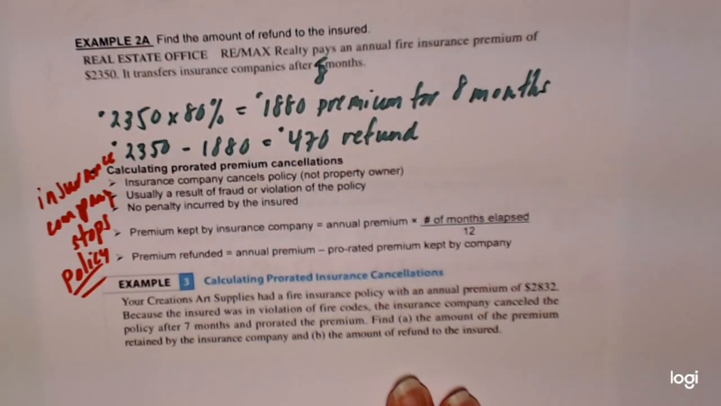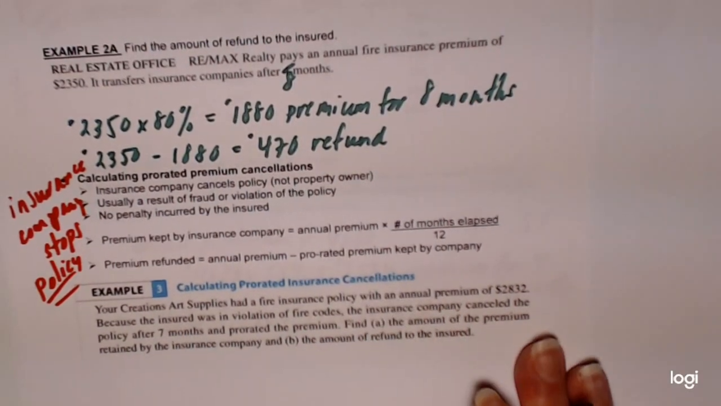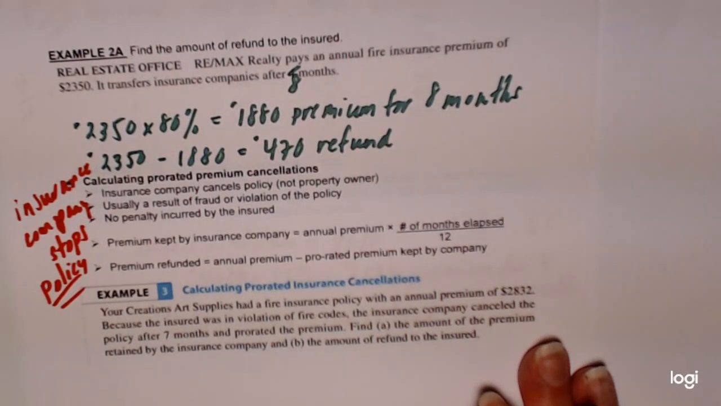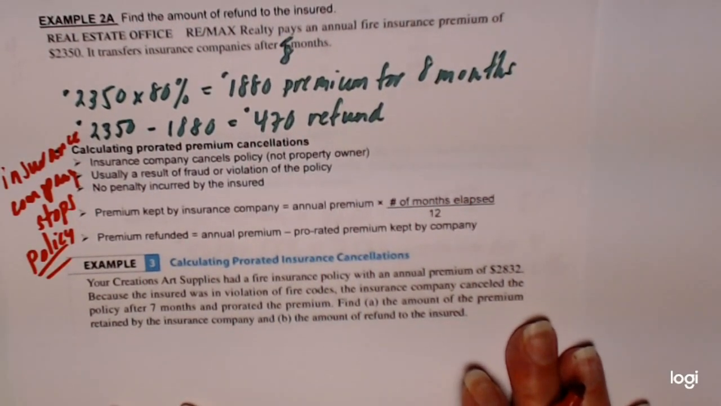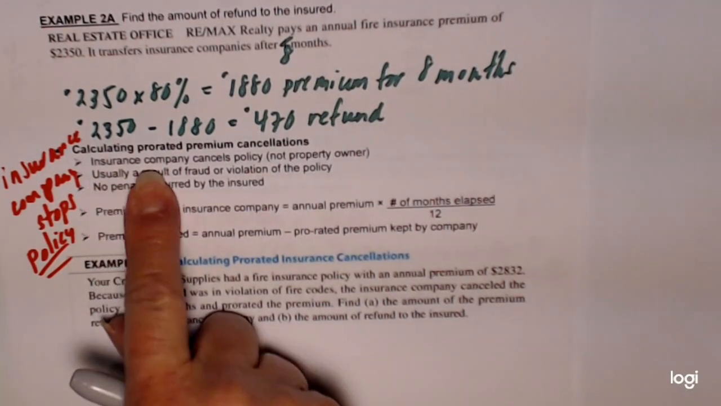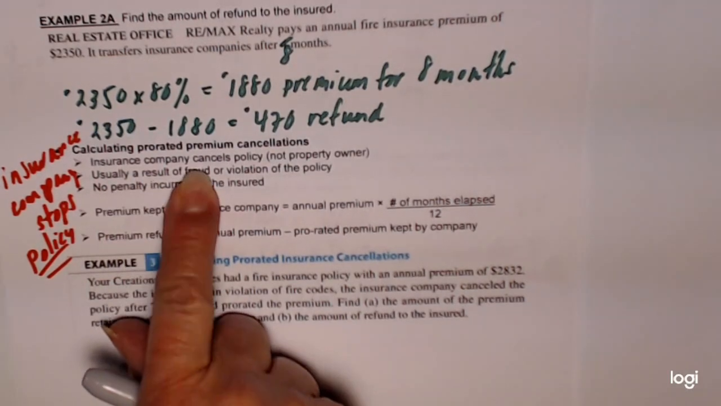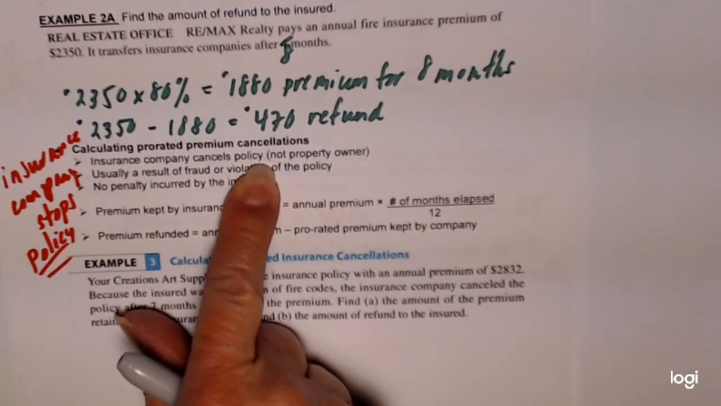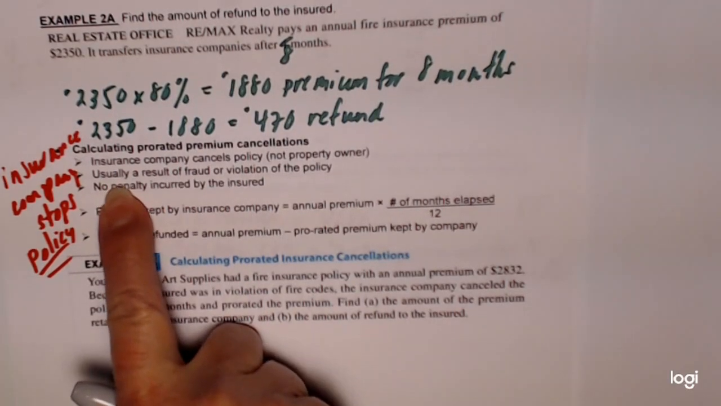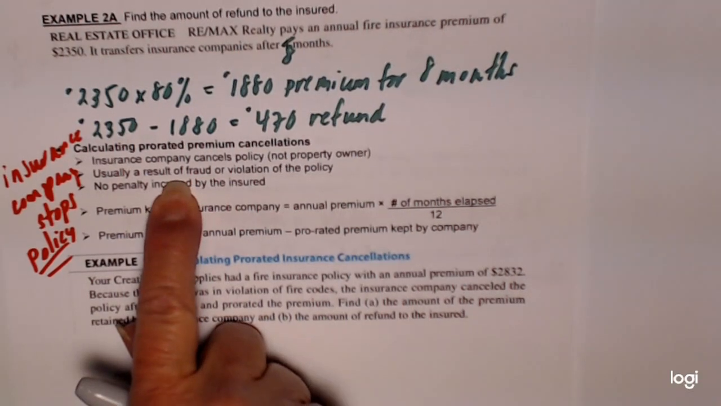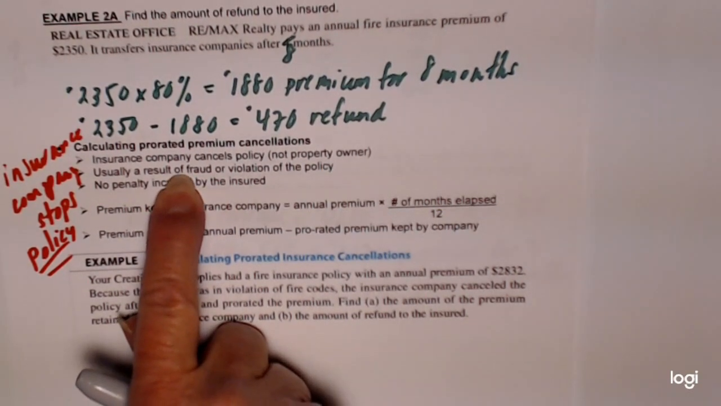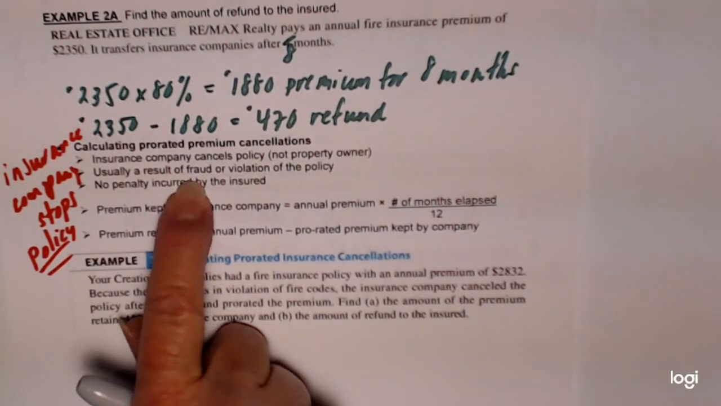So in this case, the insured, the property owner, they're not unhappy. They're not looking to change, but for some reason, the insurance company wants to cancel this policy. So here, let's take a look at these notes. Insurance company cancels the policy, so not the property owner. I already mentioned that. Usually, this is a result of fraud or violation of the policy. So the insurance company finds something that is in violation of their terms, and so they cancel the policy.